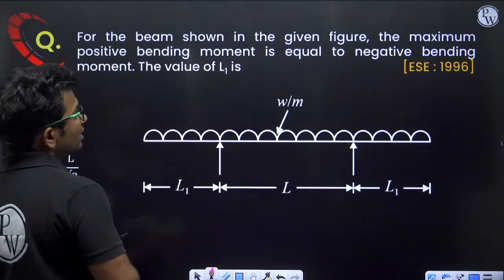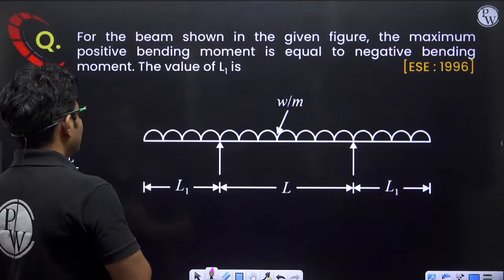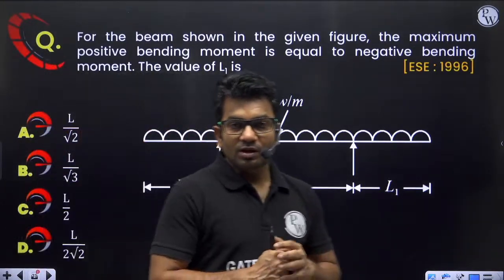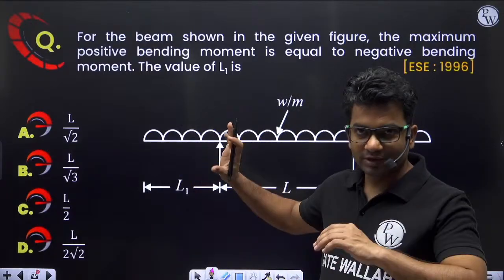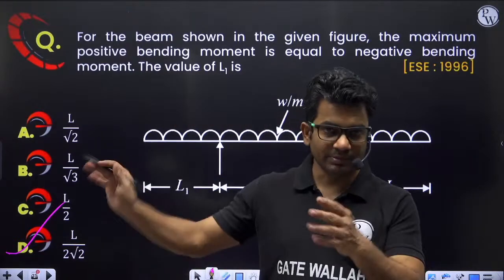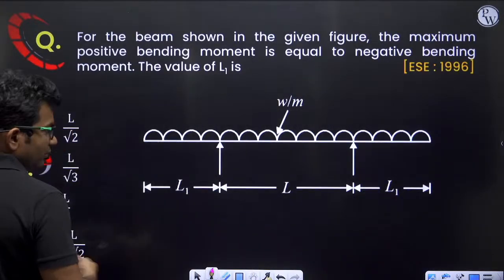For the beam shown in the given figure, the maximum positive bending moment is equal to the negative bending moment. So what is the value of L1? This also you have to remember, you can learn it, and I can directly say that the option is D, just remember it, but I'm not doing that because we will solve it. We want to solve it, we are practicing.